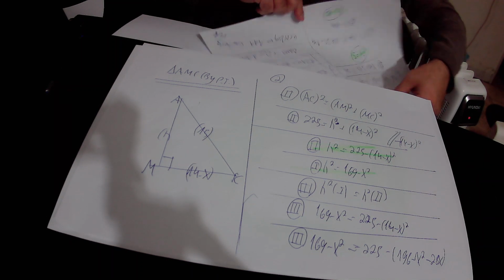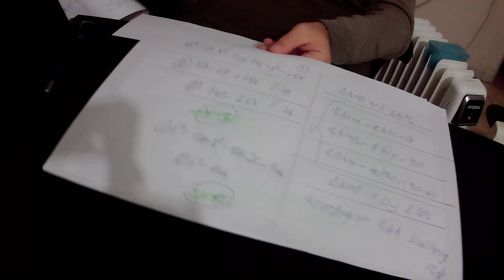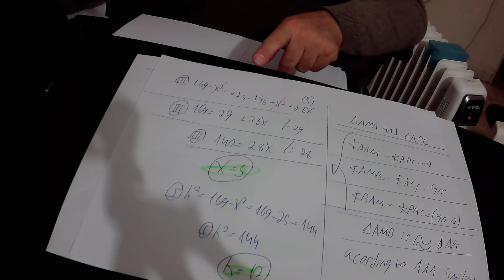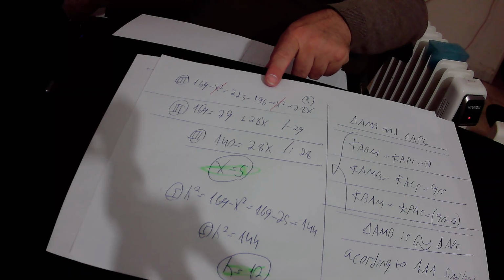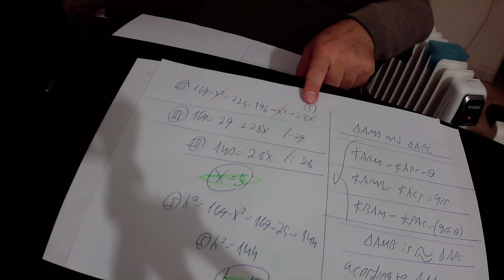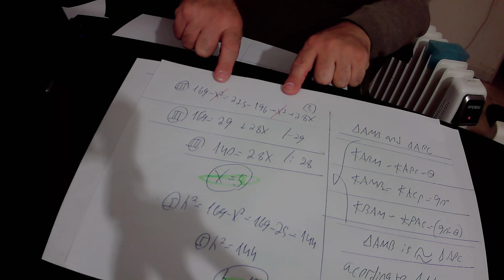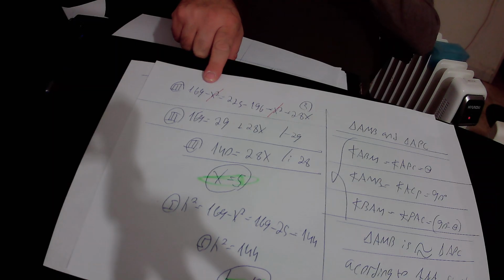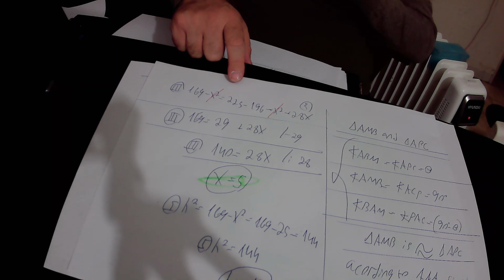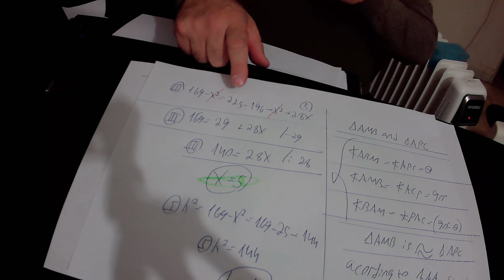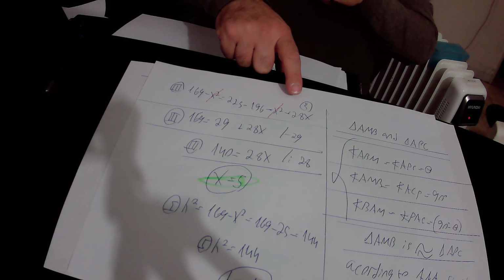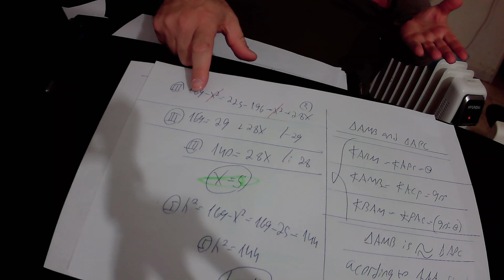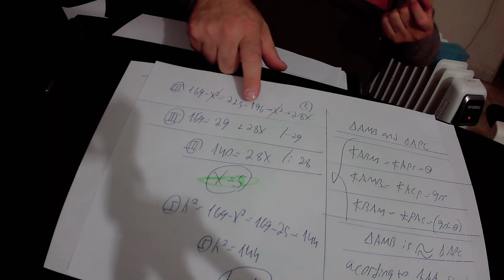So to repeat, after we open the brackets, we get 169 minus X squared equals 225 minus 196 minus X squared plus 28X. Here we have minus X squared on both sides of the equation, so minus X squared will get cancelled. After we cancel minus X squared, on this side of the equation we have only 169. On the other side we have 225 minus 196 is 29 plus 28X. So according to equation number 3, 169 equals 29 plus 28X.